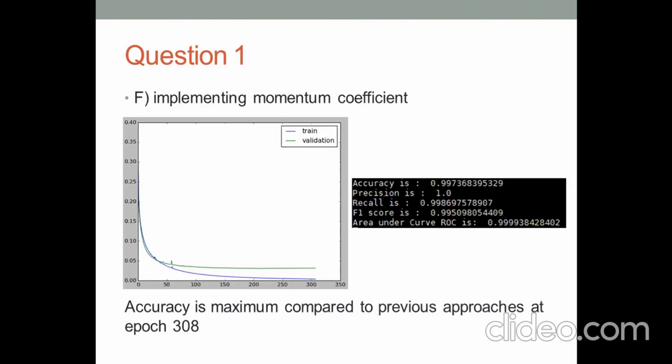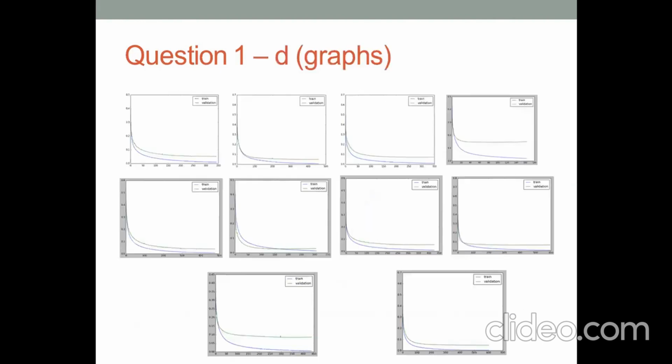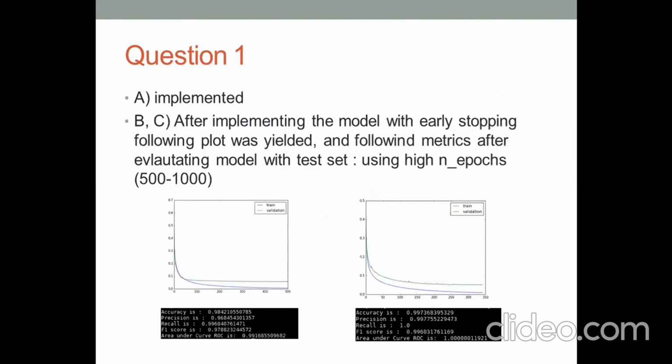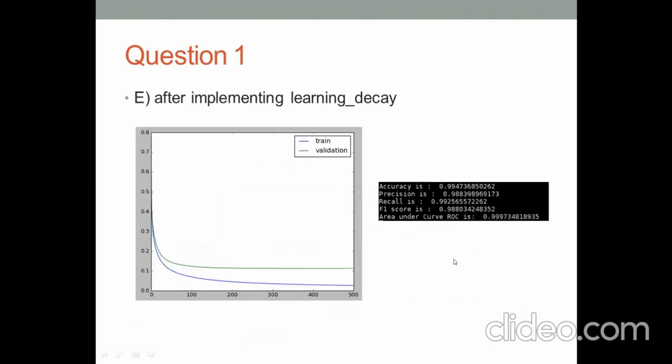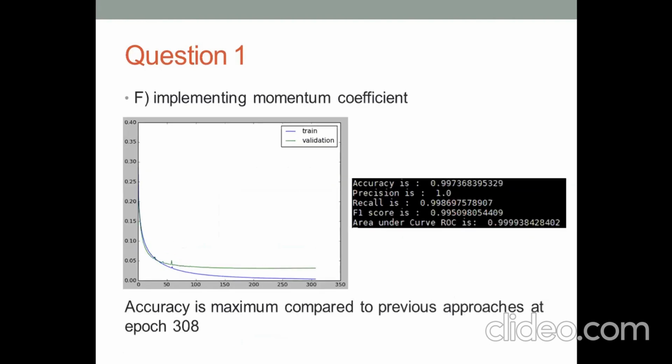But you said the optimum number of epochs is 250. Yes, but it's 350 for the one without learning decay, just learning rate. In E it's learning decay, and in F it's with momentum. So the optimum epochs decrease even more.